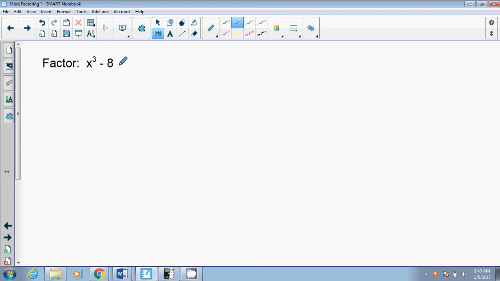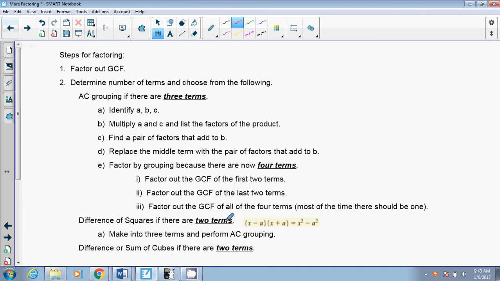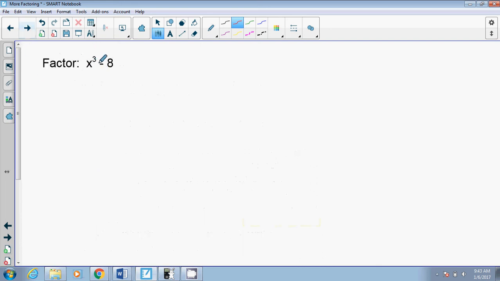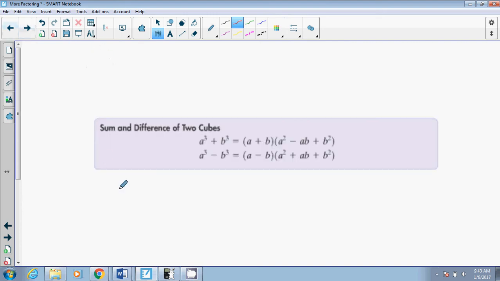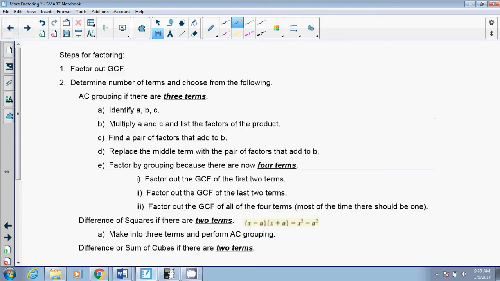So then you need to identify how many terms there are. How many terms are here? There's 2 terms. X cubed is 1, negative 8 is 1. So we follow our methods for 2 terms. We have to have difference of squares, or the difference or the sum of cubes. So when we look at this, do we have a square term or a cube term? Yeah, we have a cubed term here, a cubed term. So I want to use the difference or sum of cubes.